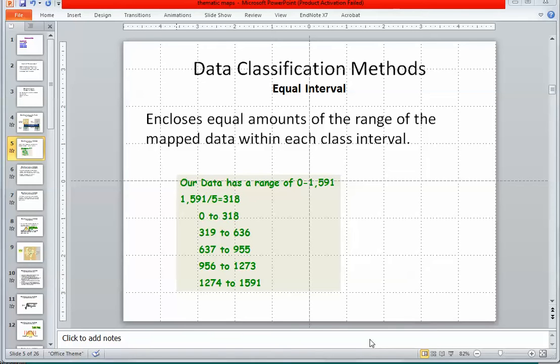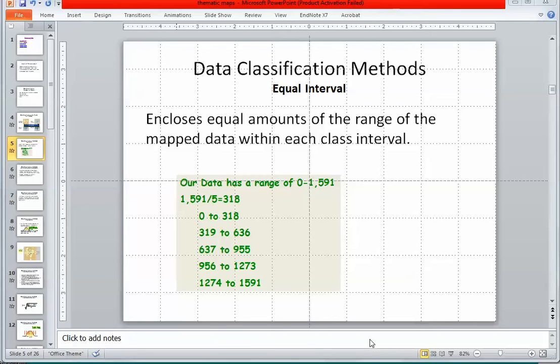Okay, so again, if we have 1591 as our maximum value, and again, we're going to be looking at total population within our block groups, and the minimum range is 0, well then, if we want 5 classes, we're simply going to divide 1591 by 5, and we end up with 318 as the class interval. So 0 to 318, 319 to 636, etc. And in this case, what we can see is that each interval is equal.